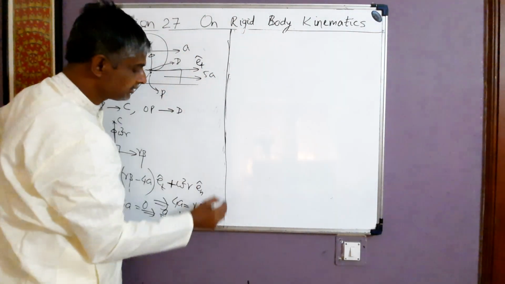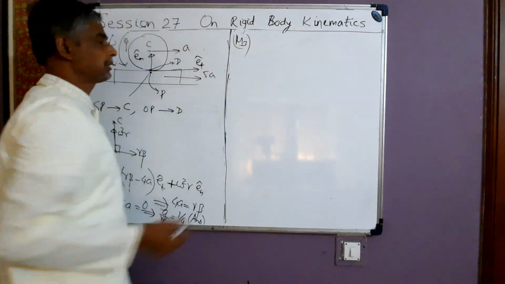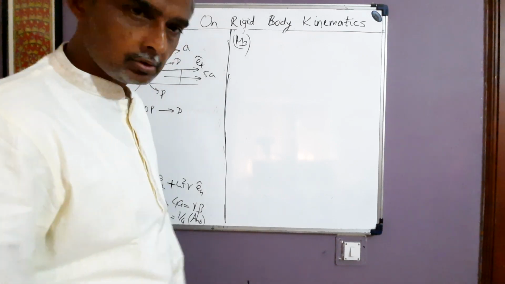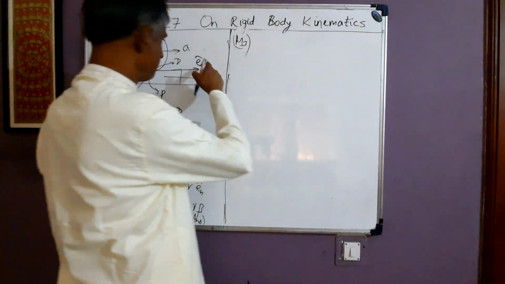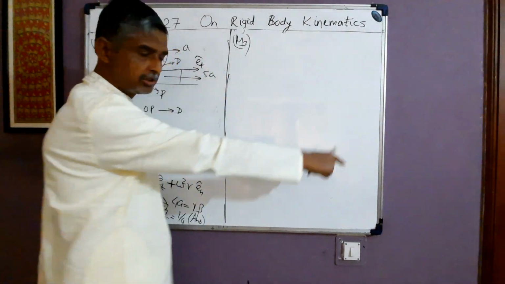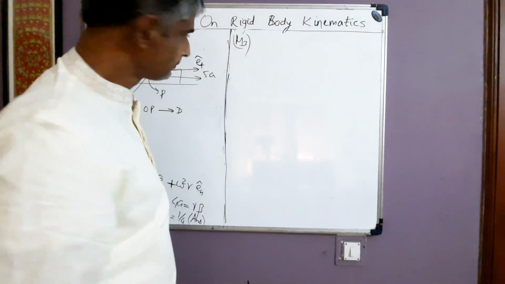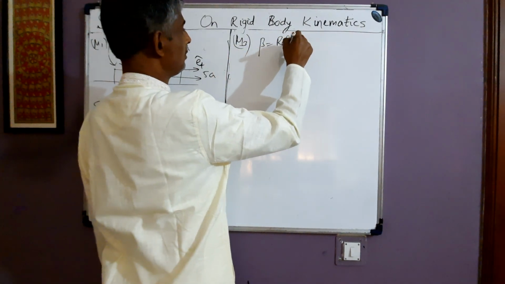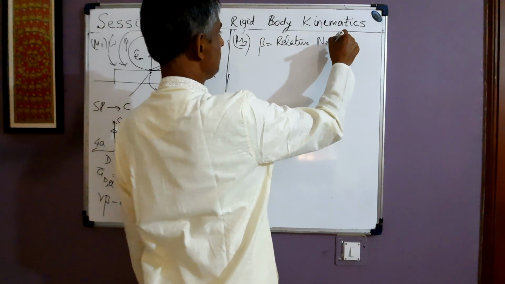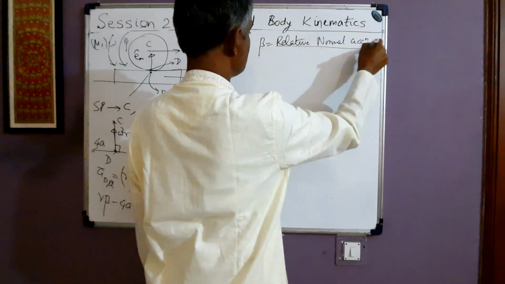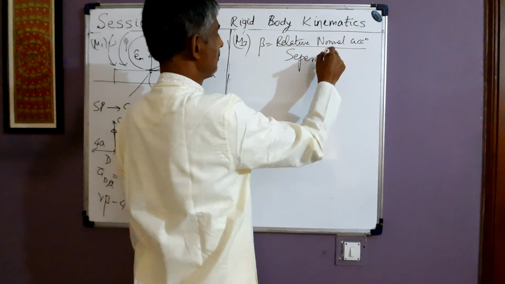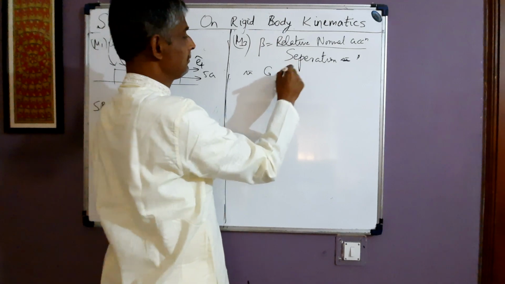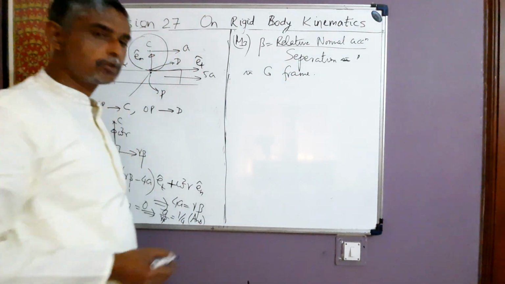Now let's discuss this by method 3. In method 3, I apply the concept beta is equal to relative normal acceleration by separation, in the ground frame. Beta is equal to relative normal acceleration by separation in G frame. G frame meaning what? Ground frame.